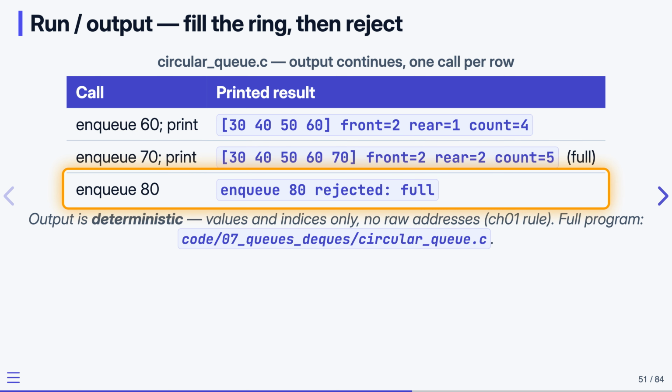Now enqueue 80. The queue is full, so the full guard rejects it and prints a rejected message. No live cell is overwritten. The output is deterministic, values and indices only, no raw addresses, which follows the rule from Chapter 1.